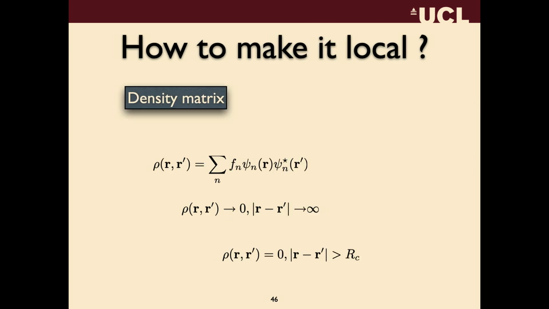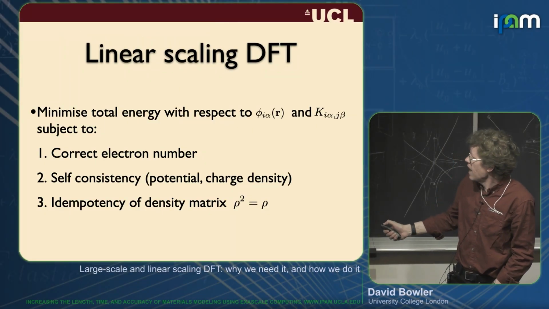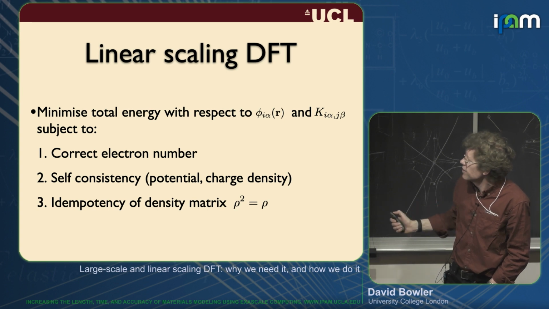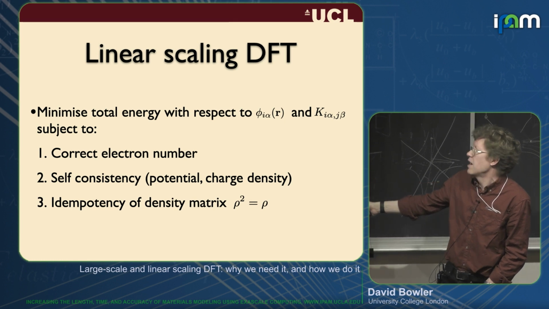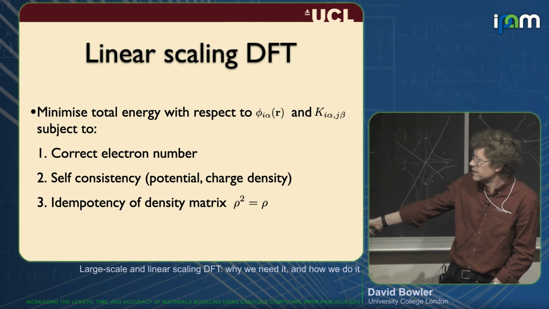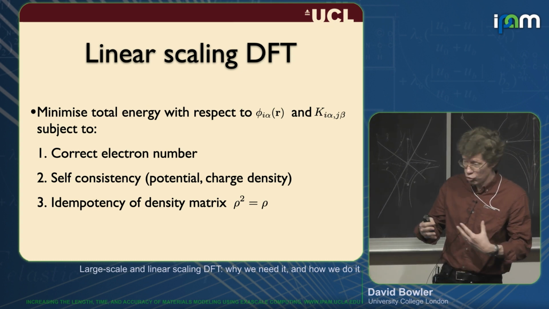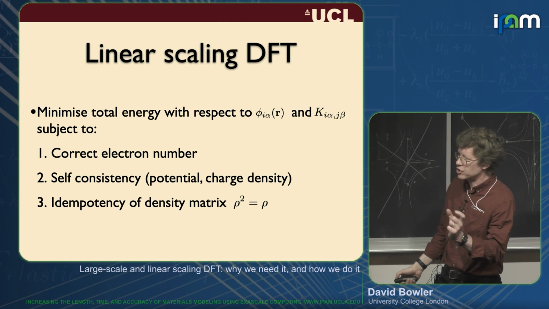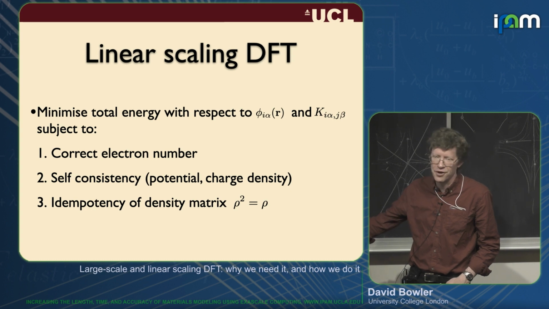We can't, of course, work with a full 6-dimensional function. So what we do is we represent it in terms of a matrix, K_iα,jβ, and the support functions that I've already introduced. And then in order to find the ground state, you have to minimize the total energy with respect to both the support functions and the density matrix. And then as is standard, you maintain the correct electron number, you maintain self-consistency, and here we maintain idempotency. In a normal DFT code, you would maintain orthogonalization between the orbitals, and you would make sure that the occupation number was 1 or 0. Here we just go for idempotency of the density matrix. And this is the thing that's hard to impose.